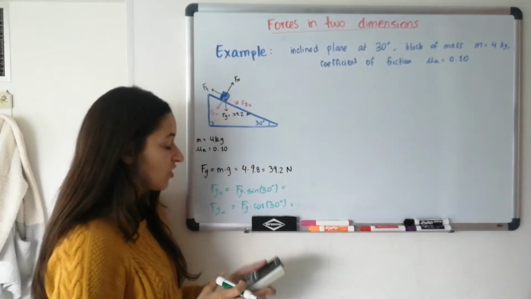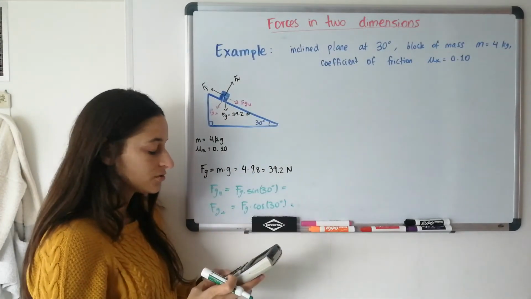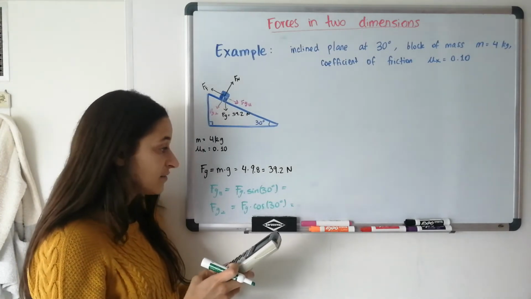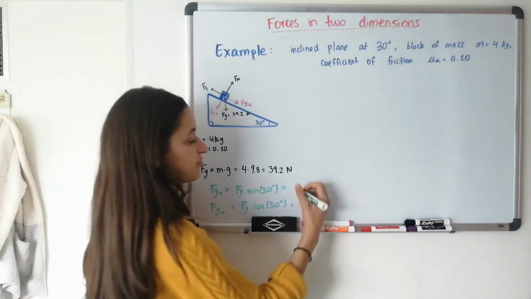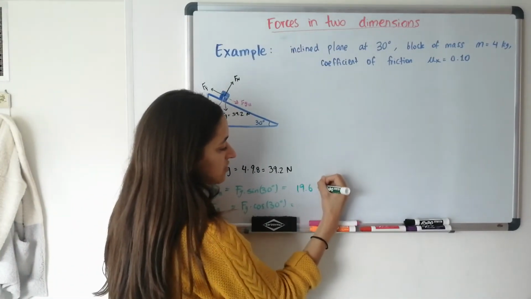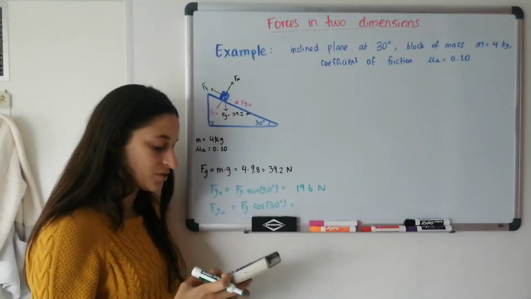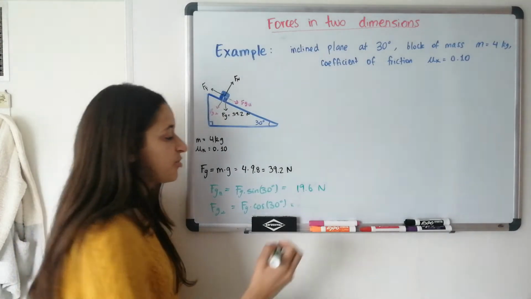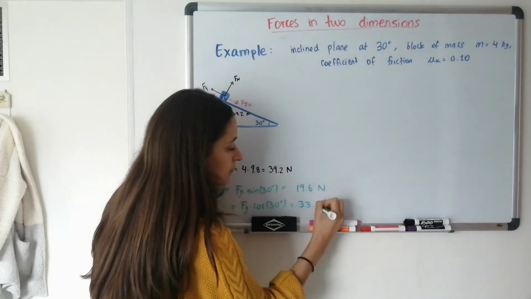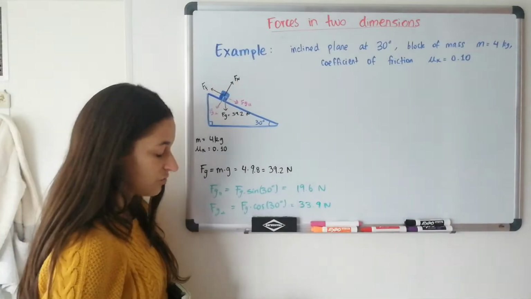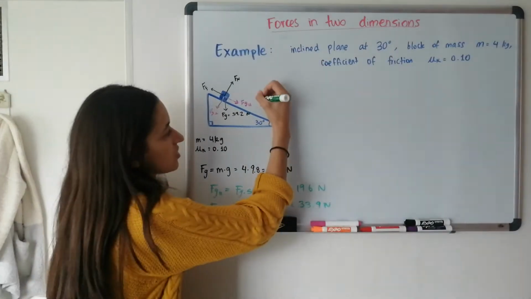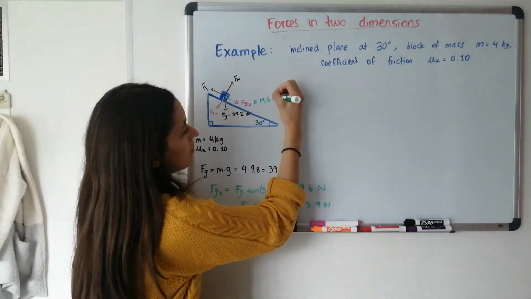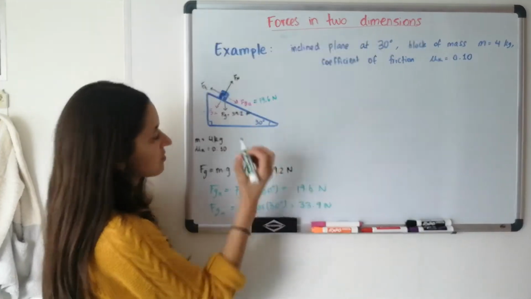So again, we put these things in the calculator, and the weight, remember, is 39.2. So for the first one, for the parallel, we get 39.2 times sine of 30, which gives us 19.6 newtons. And the perpendicular component will be 39.2 times cosine of 30, which will give us 33.9 newtons. So there we go. This parallel one is the 19.6, and this perpendicular one is the 33.9.